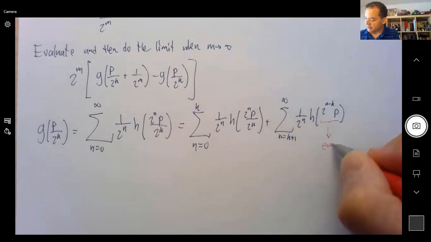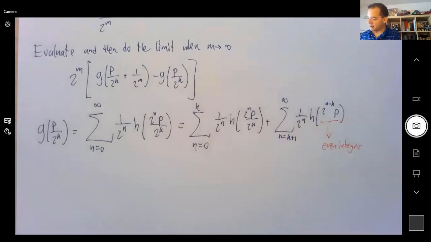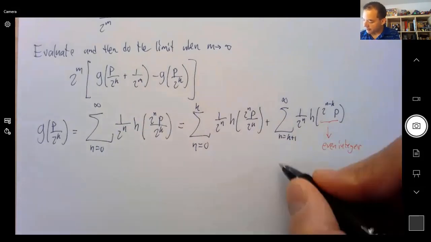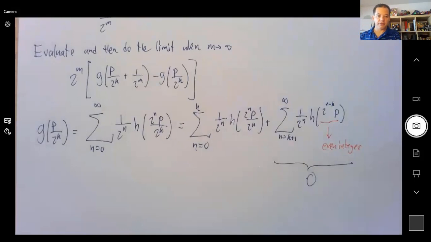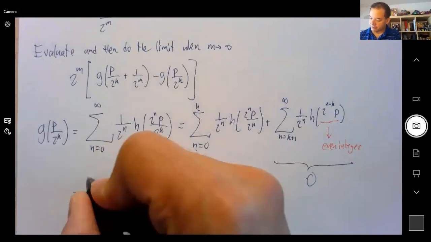Even integer. And because it's an even integer, this is 0, right? So this part over here is 0. All right, so we simplified it a little bit. So let's see what we have.